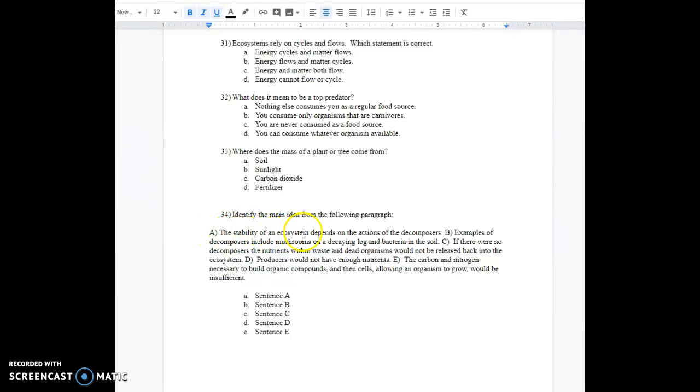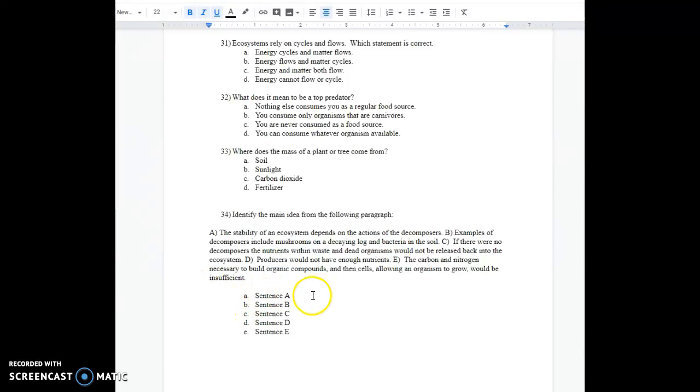The stability of an ecosystem depends on the actions of the decomposers. Examples of decomposers include mushrooms on a decaying log and bacteria in the soil. If there were no decomposers, the nutrients within waste and dead organisms would not be released back into the ecosystem. Producers would not have enough nutrients. The carbon and nitrogen necessary to build organic compounds and then cells, allowing an organism to grow, would be insufficient.